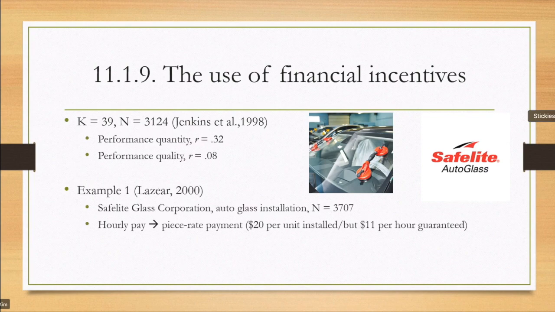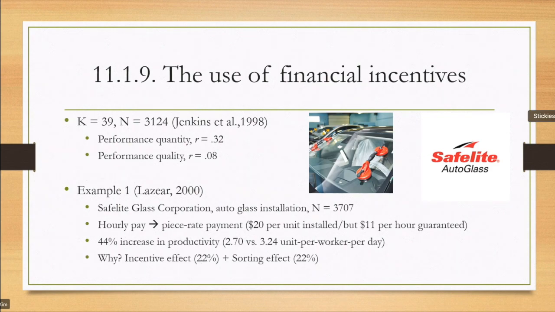So here we go, for example, the financial incentives. What they've seen here is that the performance quantity was extremely high if you get a financial incentive, but the performance quality was pretty much the same, also slightly positive, but not that much. So with hourly pay or pay per unit produced or repaired, it actually works. Productivity was significantly increased in this example for Safe Light Auto Glass, and quality stayed the same, which is actually pretty good. So financial incentives can definitely be a very good way of doing it.